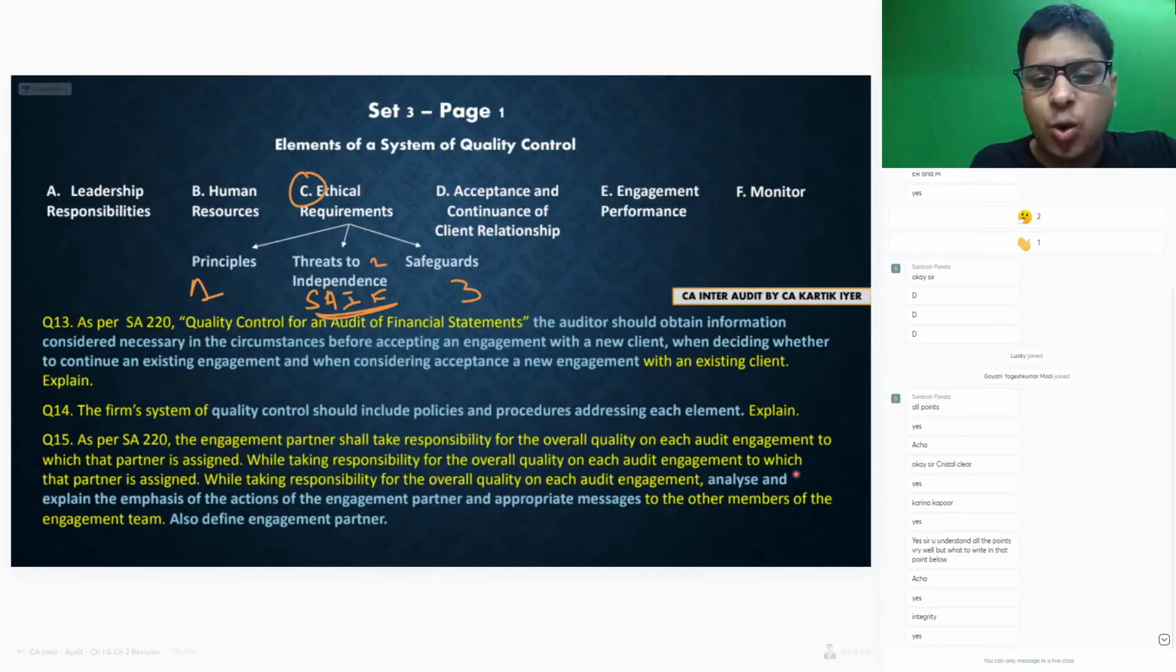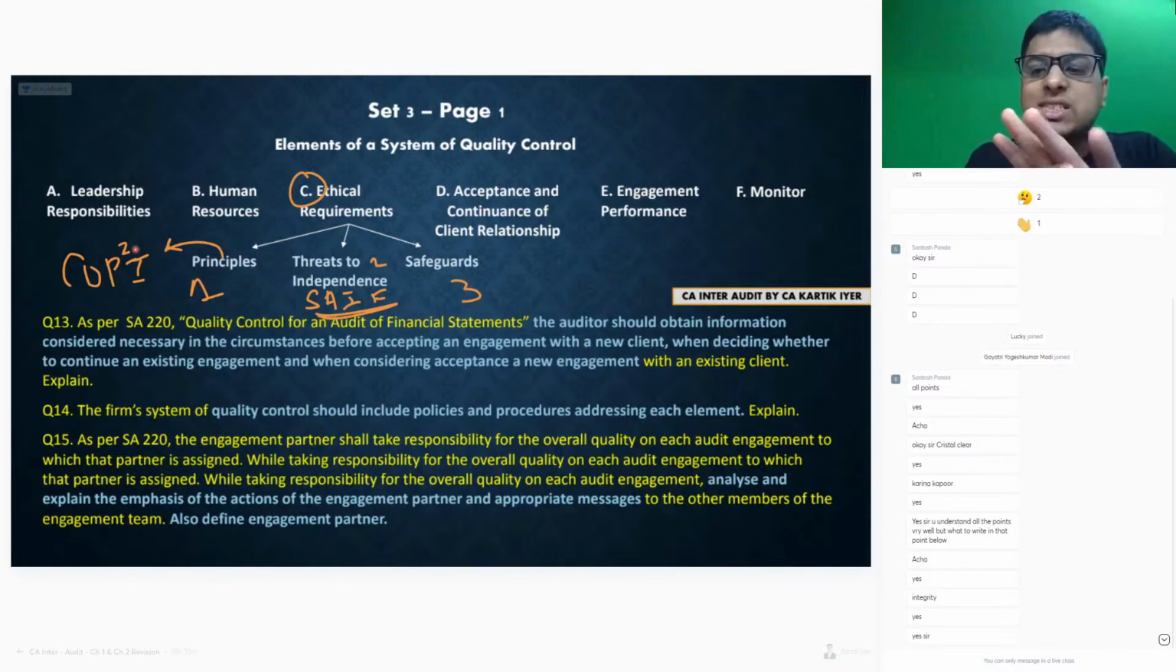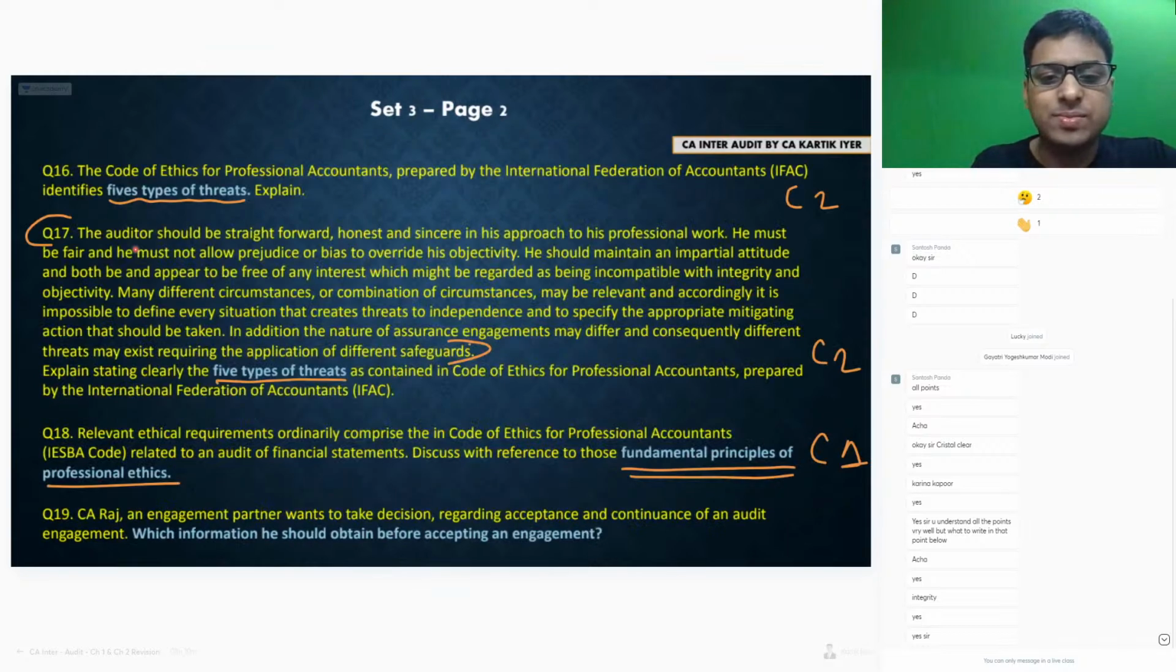Now, I'll give you a nice code to remember the principles. Just remember a code called COPPI. That is C for confidentiality, objectivity, professional competence, professional behavior, and integrity. Can we repeat it? Tell with me. Confidentiality, objectivity, professional competence, professional behavior, integrity. Simple, easy till here.